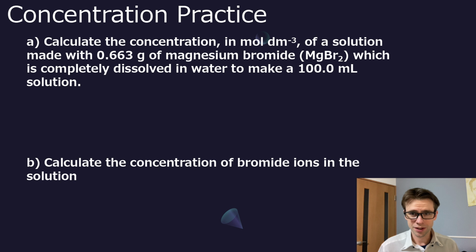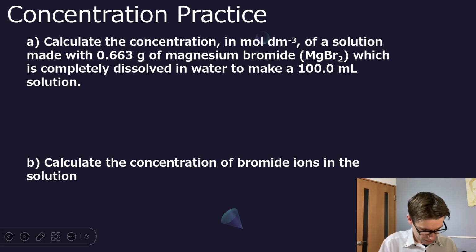So let's look at some calculations. There's going to be a lot today. So sample problem. Calculate the concentration in mole per decimeter cubed of a solution made with 0.663 grams of magnesium bromide, MgBr2. This is an ionic salt which will dissolve easily in water. So it is completely dissolved in water to make a 100.0 milliliter solution. And then part B, calculate the concentration of bromide ions in the solution. Okay, so we're going to use some equations, one of them new today, but previously introduced in the moles section of my videos as well.